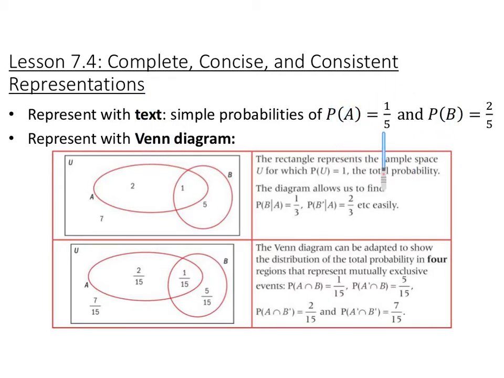So probability of event A is equal to 1/5, probability of event B is equal to 2/5. And we've also talked about representing it using Venn diagrams. So we're going to add on to these and talk about more ways that we can represent probabilities.